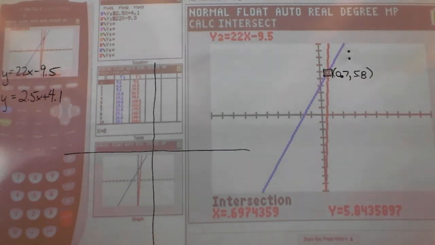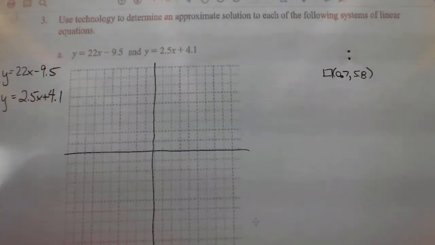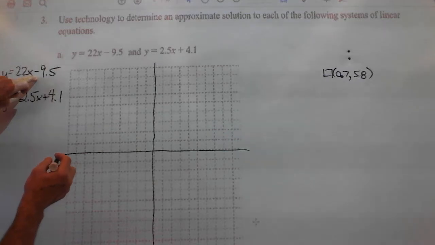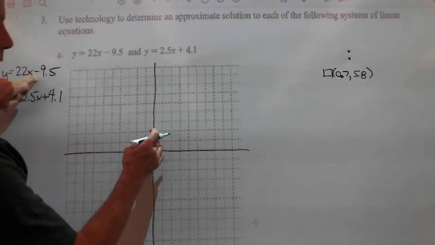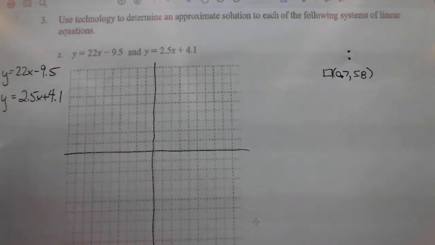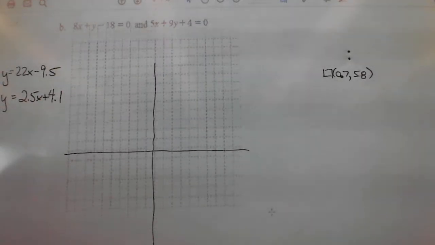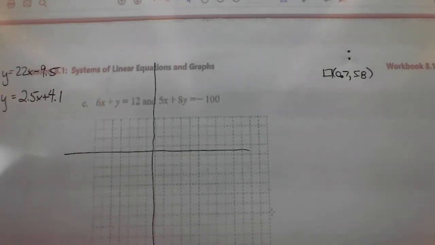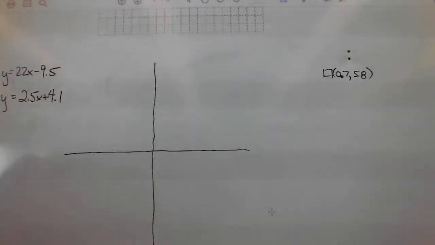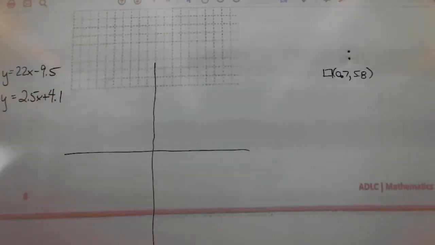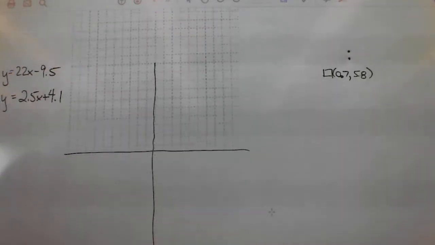So, back to the lesson. Okay, so now we can get an approximate solution. Our first line has a y-intercept of negative 9.5. We're not going to get there. But you saw the graph on the graphing calculator. Here's one more. Let's just see what we have, because we're running short of time. So okay, what we're going to do is we will graph this one, and I think they still want us to use technology, so we will.